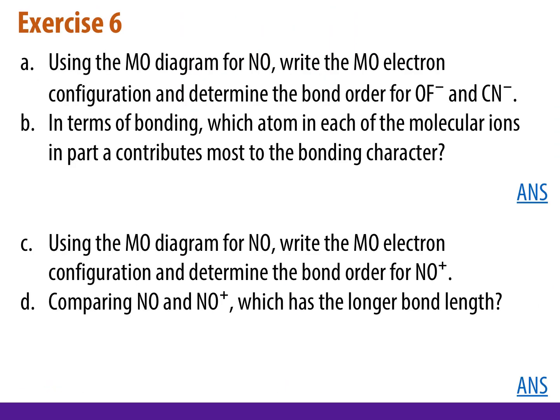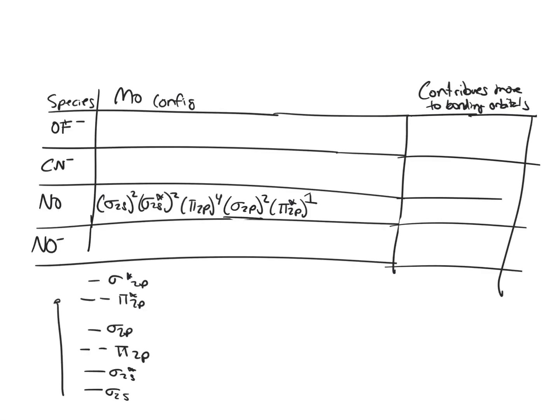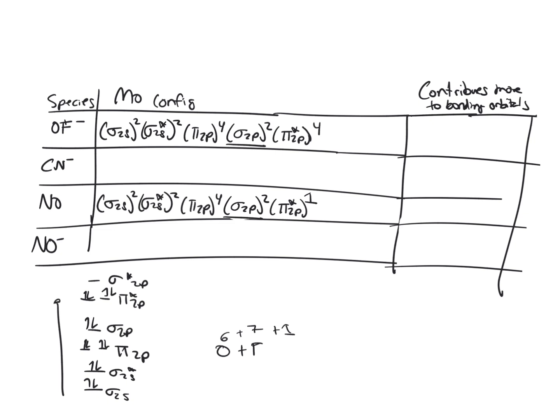Okay, here's our next problem looking at heteronuclear molecules. The MO electron configuration for OF minus: we're going to have 6 plus 7 plus 1 electron for that minus charge, so 14 electrons in the MO configuration. We'll fill those 14 electrons, 1, 2, 3, 4, 5, 6, 7, 8, 9, 10, 11, 12, 13, 14, which gives an MO electron configuration of this right here, all written out.